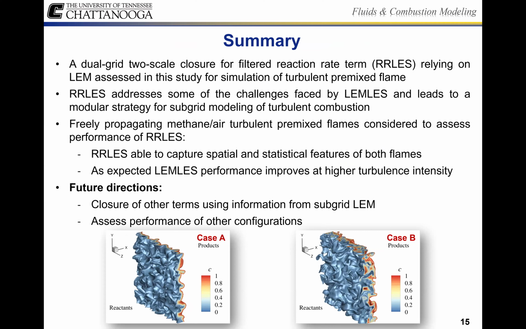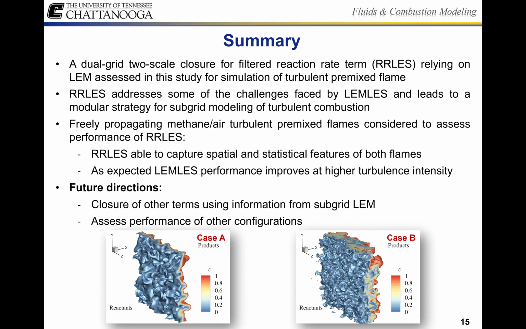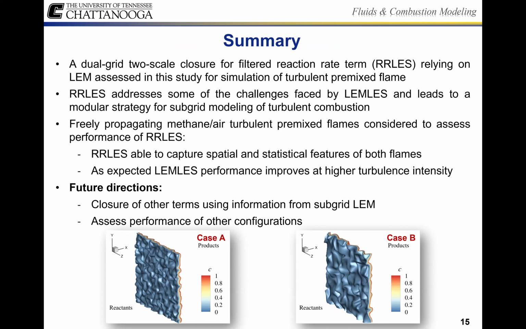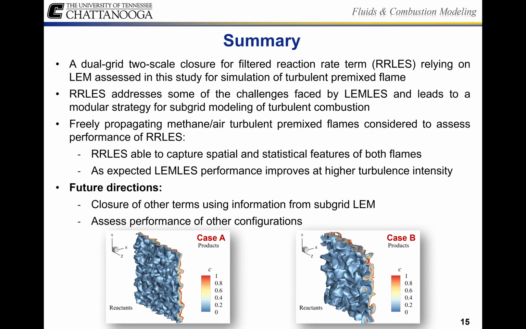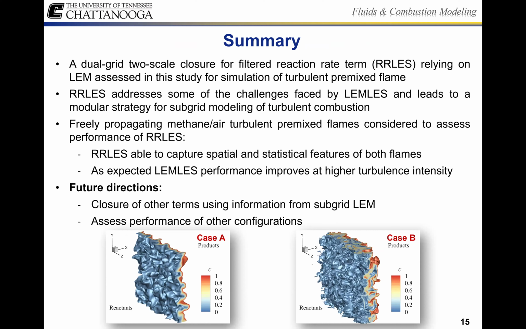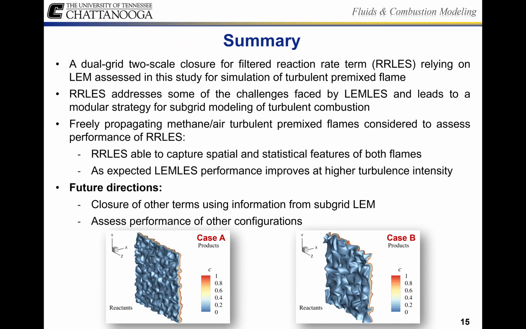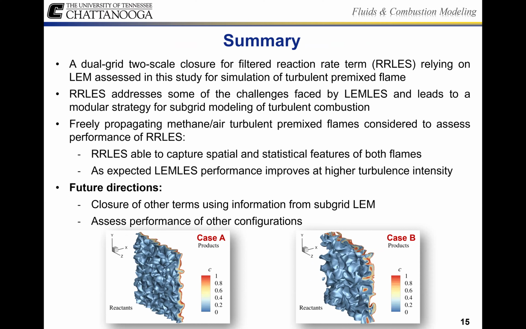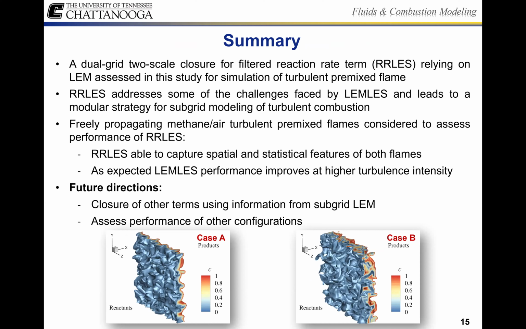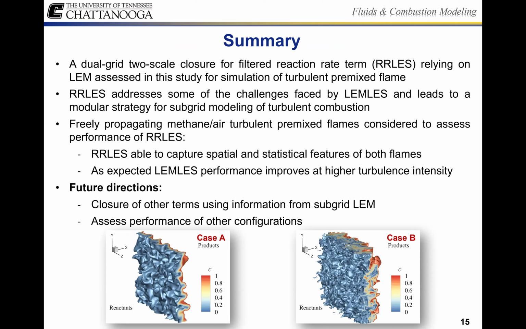The freely propagating methane air turbulent premixed flame is considered, two cases, A and B, low turbulence and high turbulence. And what we see is that RRLES is able to capture spatial and statistical features of both flames. And as expected, the LEMLES performs better at high turbulence. So some of the future directions, we're looking into the closure of other terms using information from the subgrid LEM. And then we also want to assess the performance of other canonical configurations. All right, I think that's all I've got.